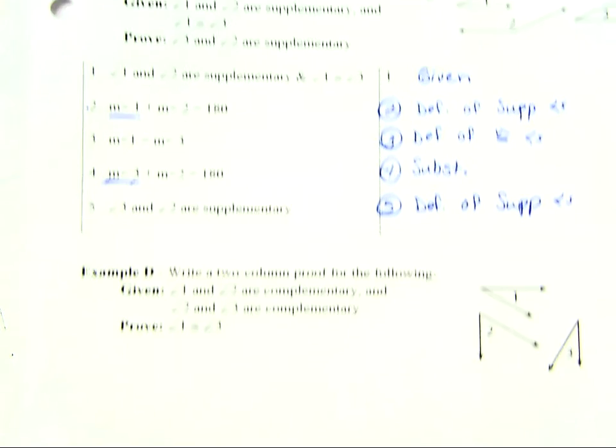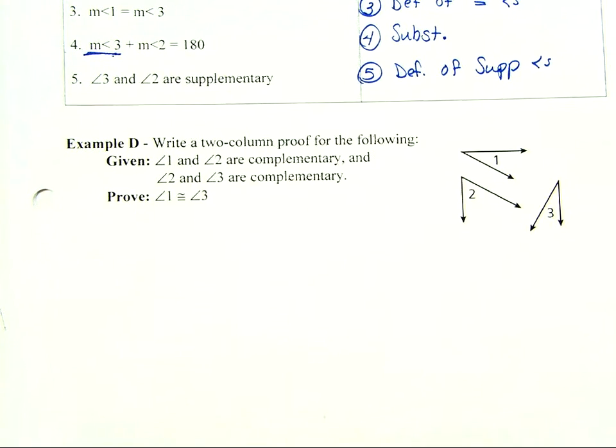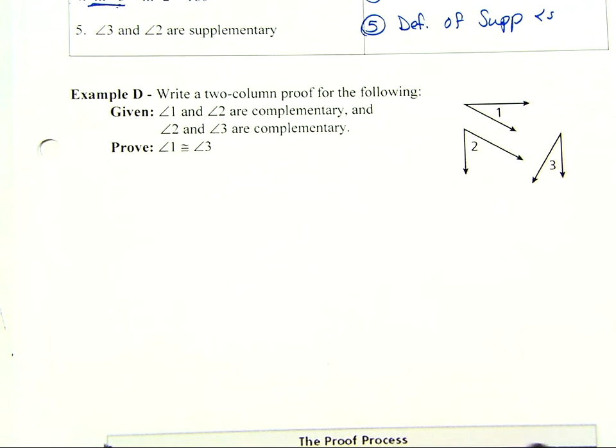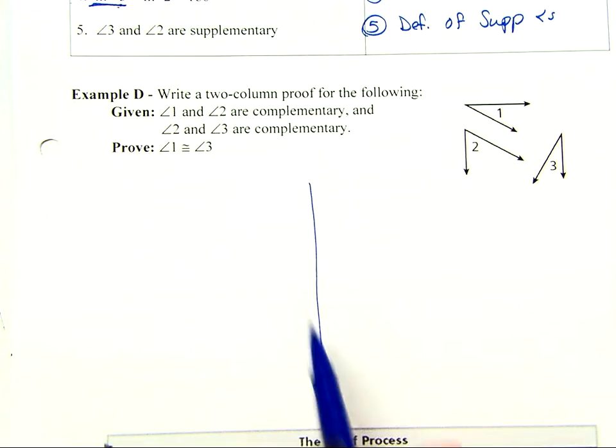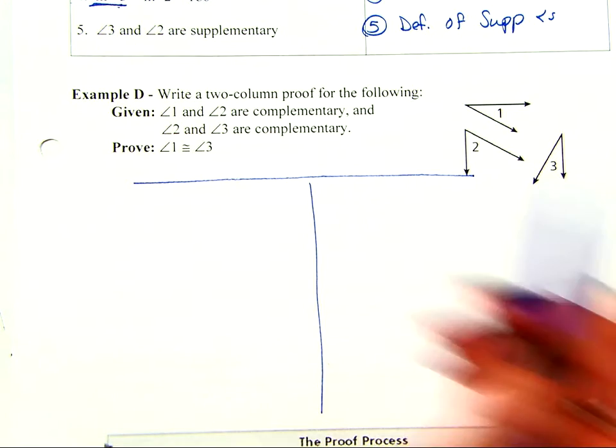Let's try one more. Example B says that angle 1 and angle 2 are complementary, angle 2 and angle 3 are complementary. I'm trying to prove that angle 1 must be congruent to angle 3. So I'm going to go ahead and set up my two-column proof.